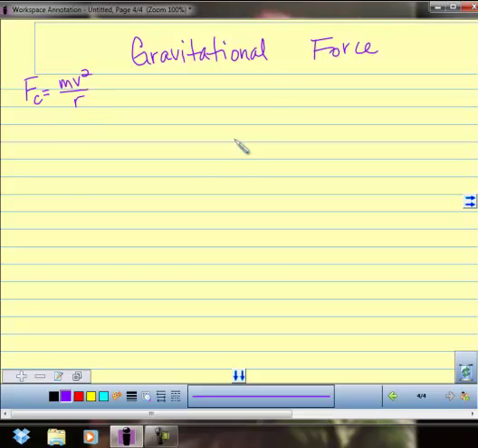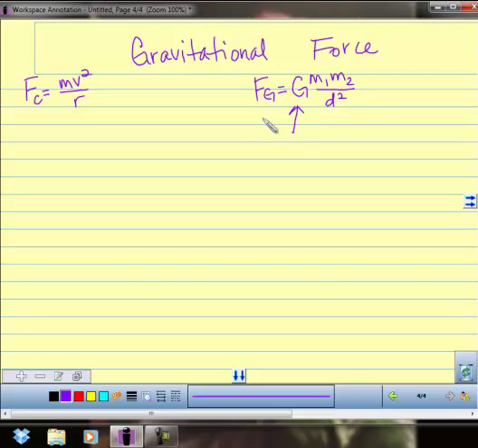The gravitational force formula, on the other hand, is a little lengthy, but it's pretty easy. So we have our gravitational force is equal to the gravitational constant G times mass 1, mass 2 over the distance between them squared. And sometimes they'll use radius instead of distance. Those are interchangeable as well.